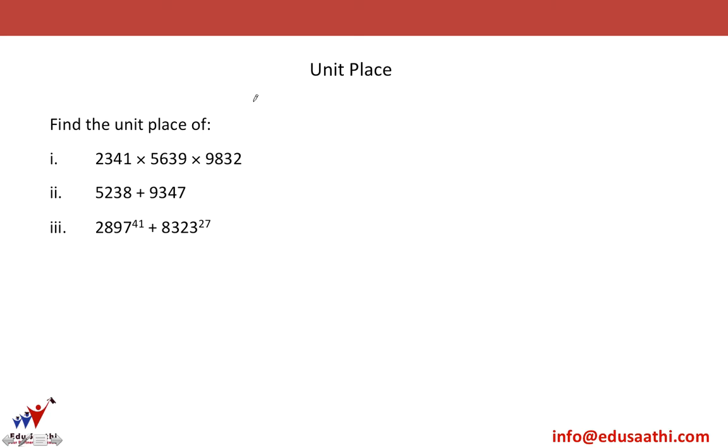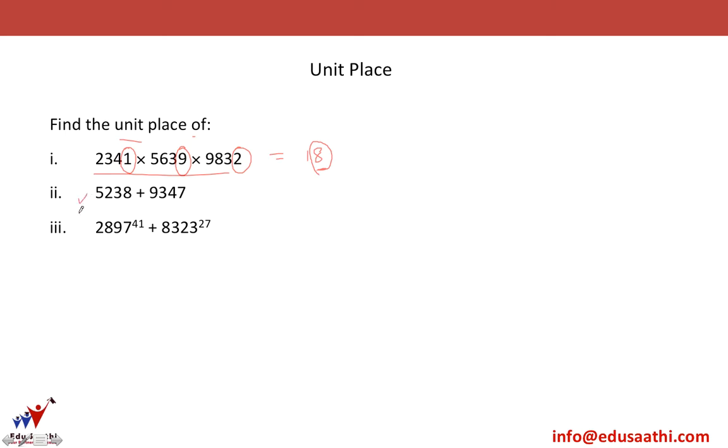The next type of questions is finding the unit place of a number. Now whenever you have to find the units place, you don't need to multiply the entire numbers. All you need to do is multiply the unit digit of the first number with the unit digit of the second number with the unit digit of the third number. So 2 9s are 18 and 18 ones are 18. So I get 18 as the answer. So the units place is definitely going to be 8.